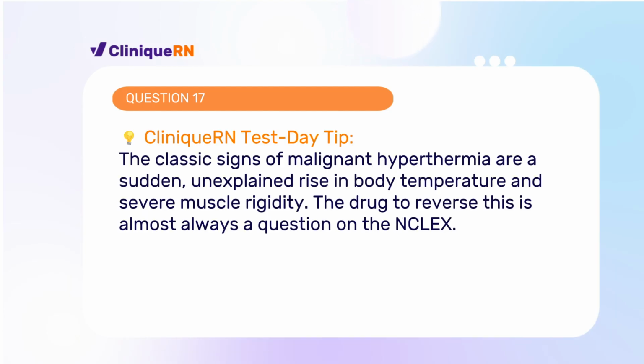Clinique RN Test-Day tip: The classic signs of malignant hyperthermia are a sudden, unexplained rise in body temperature and severe muscle rigidity. The drug to reverse this is almost always a question on the NCLEX.